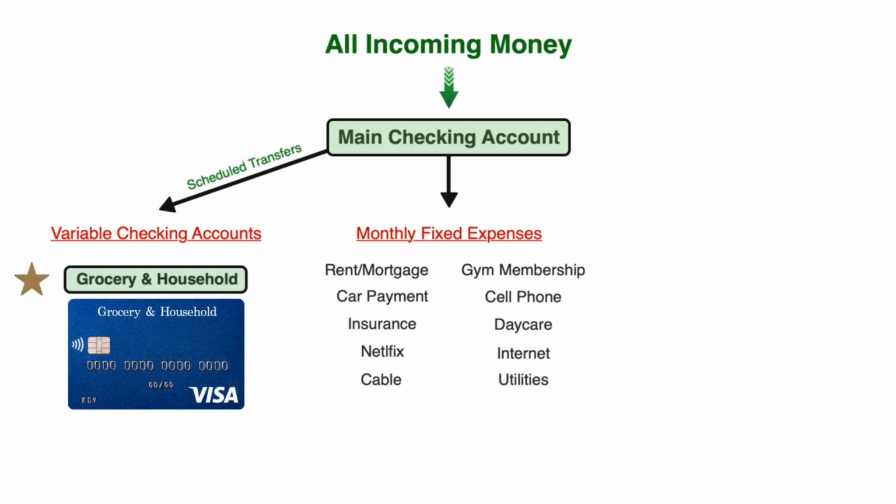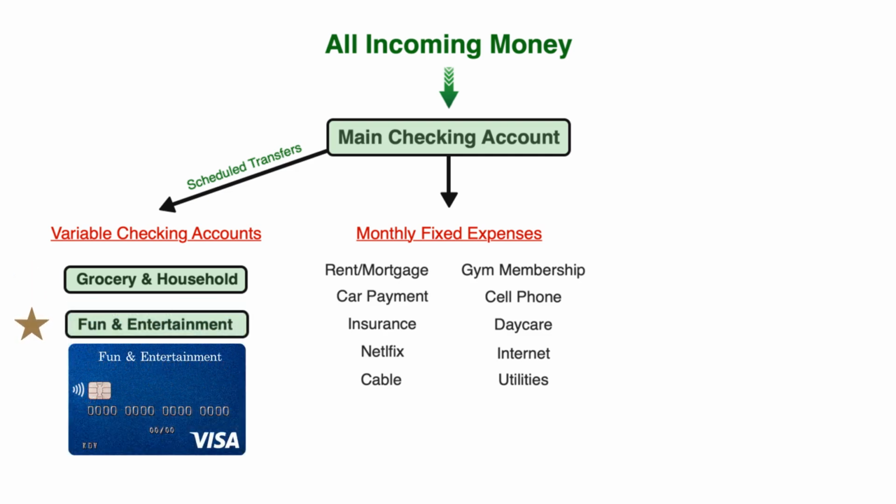The first account will be your grocery and household account. The money in this account is for necessities like groceries, household goods, vehicle gas, kids' clothing, pet food, etc. If something is a necessity for your household, this is the account you'll use to purchase it.